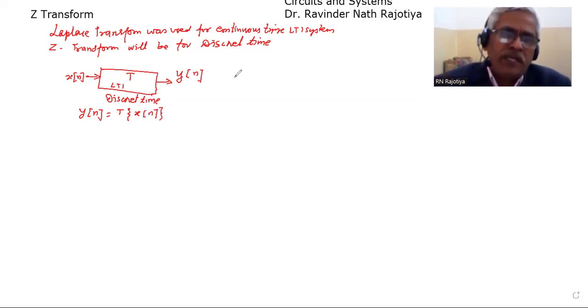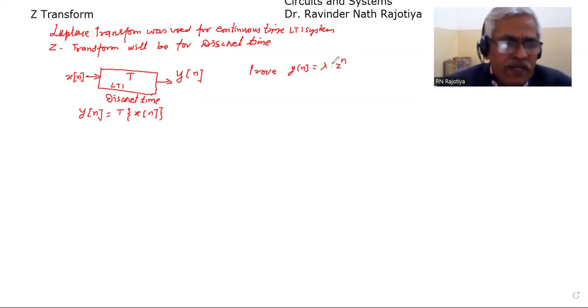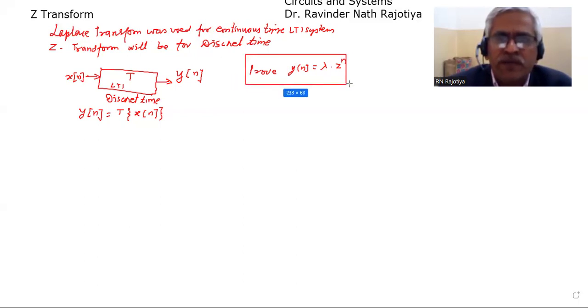Now let's prove that, whatever input you apply, y of n is equal to lambda times z power of n. This is what we want to prove. Let me put this in a rectangle. This is what we need to prove.